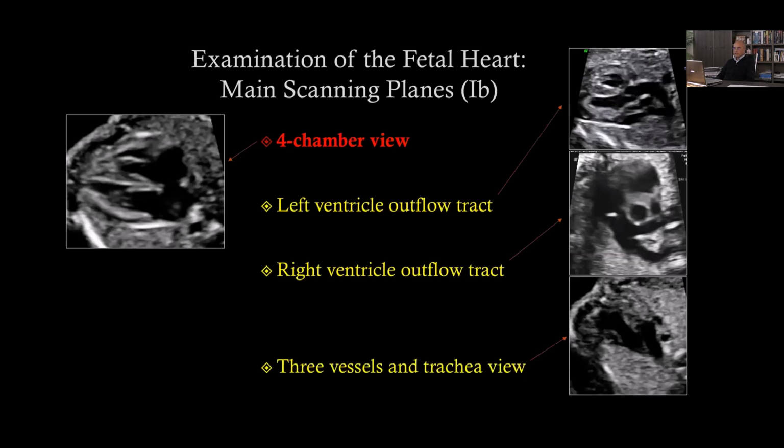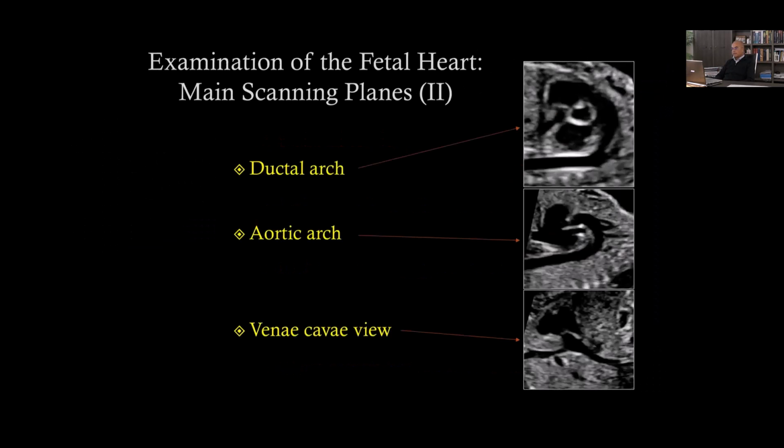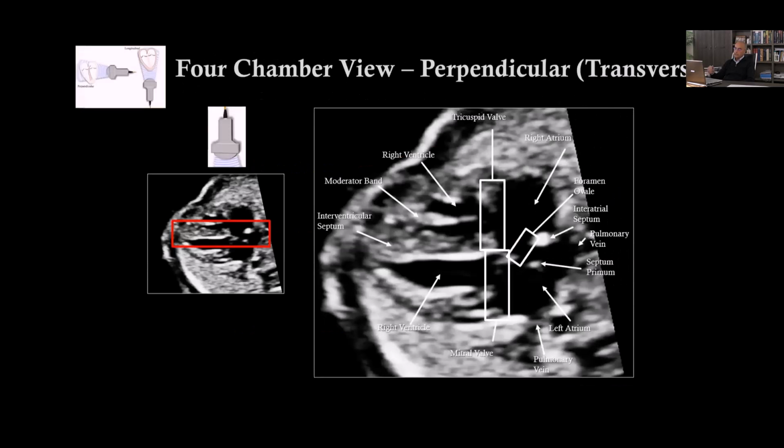The most important, all of you know, is the four-chamber view. But as I will show you, we need to evaluate other scanning planes that are very important: the left and right outflow tract, the three-vessel and trachea view, the ductal arch, the aortic arch, and the vena cava view. And I will show you the methodology to get these different scanning planes.